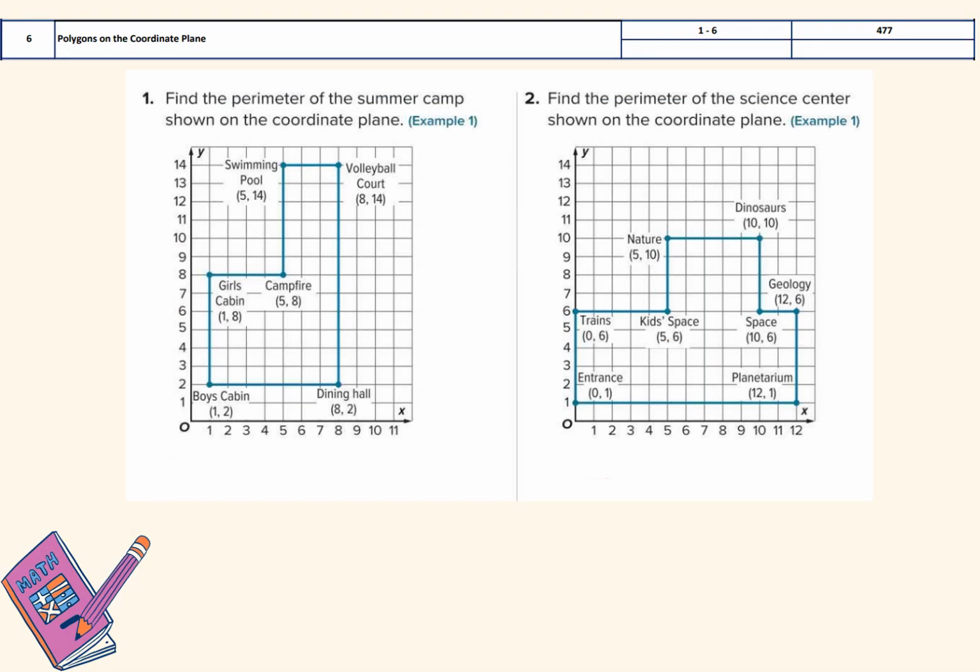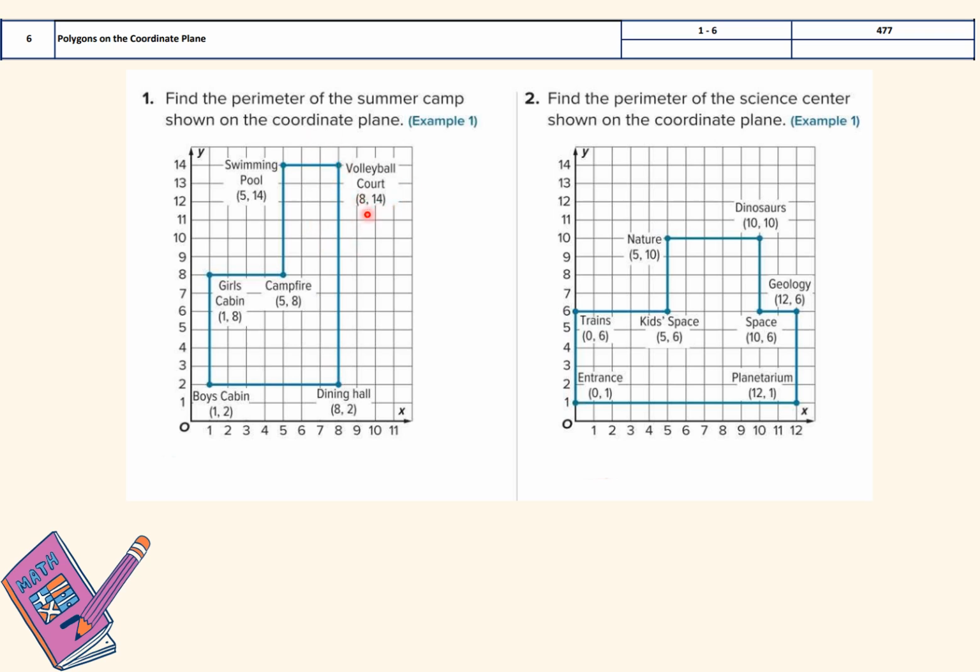Questions 1 and 2 have the same idea, so I'll be solving question number 1. Find the perimeter of the summer camp shown on the coordinate plane. Finding the perimeter is the easiest. To find the perimeter of any polygon, you just need to add the sides or the lengths around that polygon. So basically what I'm going to do here is just add these lengths. To find these lengths, you have 2 ways, either counting the squares or subtracting.